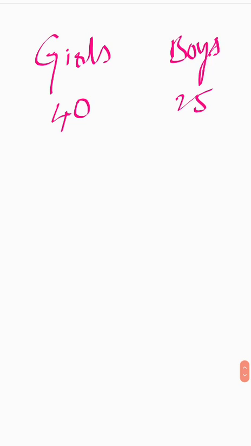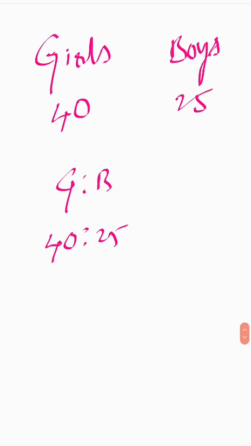Here is one more example. In a class there are 40 girls and 25 boys. Now the question is, what is the ratio of girls to boys? Now we have to find it. 40 is to 25. But we have to simplify it. For example, 5 eights are 40 and 5 fives are 25.